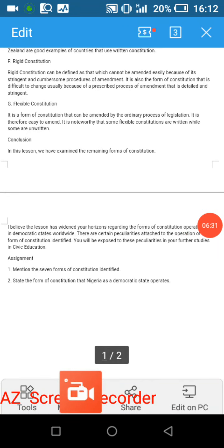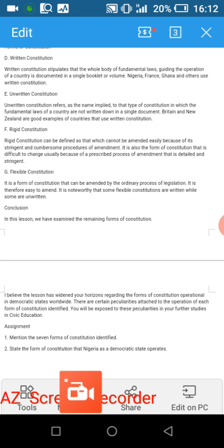In conclusion, in this lesson, we have examined the remaining forms of constitution. Apart from the first three forms of constitution that we discussed in the last lesson, which include federal constitution, confederal constitution, and unitary constitution, the other forms of constitution that we have considered in this lesson are written constitution, unwritten constitution, rigid constitution, and flexible constitution.